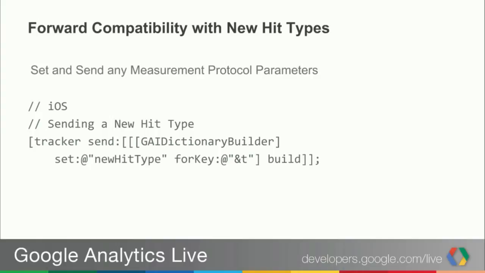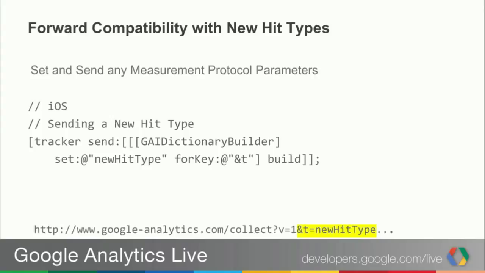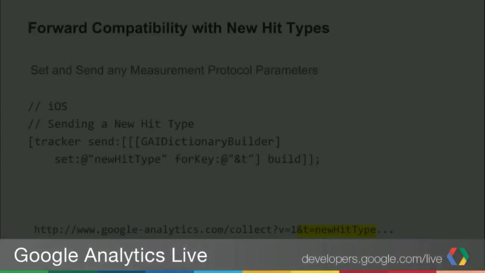Great. And actually, here's an iOS code snippet as well. We'll talk a little bit more about the dictionary builder and the map builder classes later in the show. But just so you can see a quick example of how you might set or send an arbitrary parameter in V3, and also how that shows up in the hit that's generated from that.